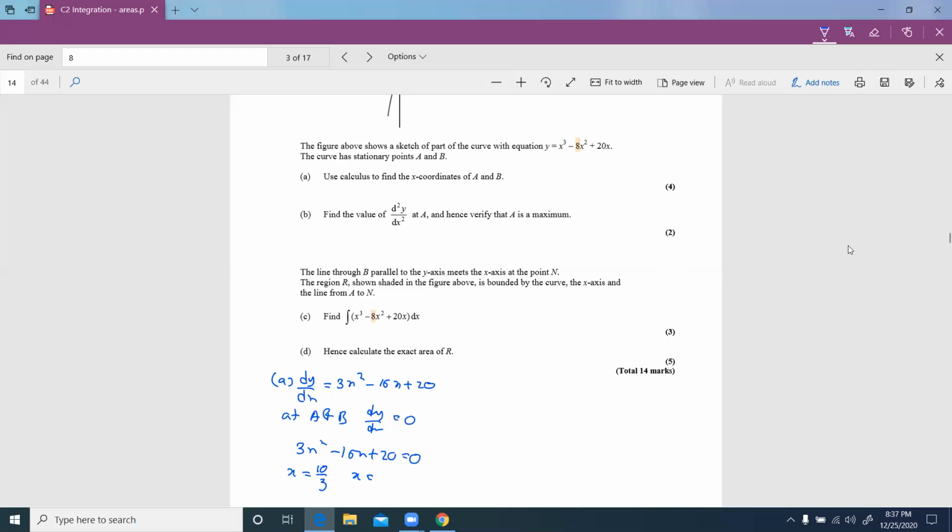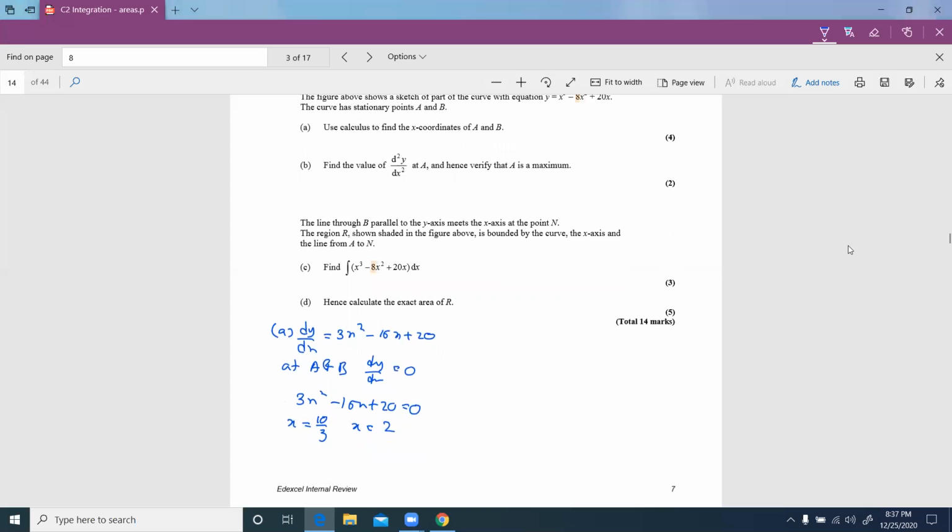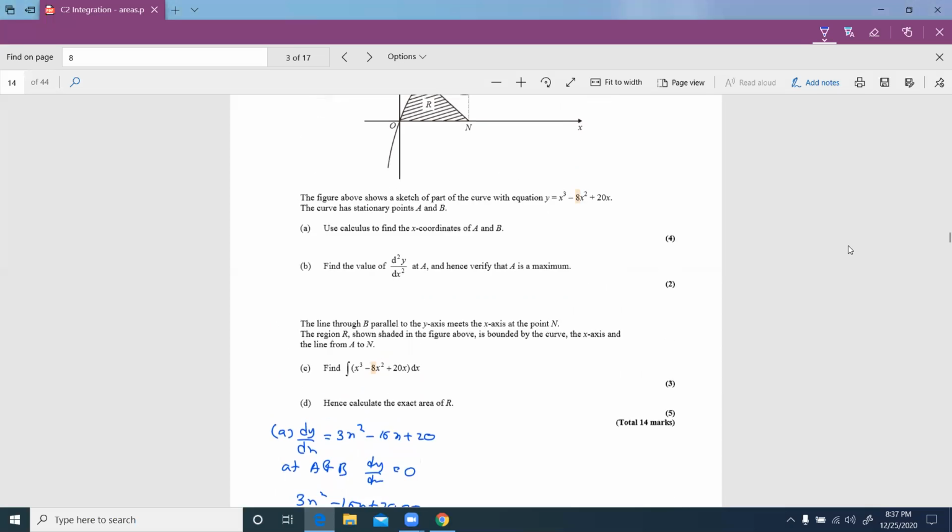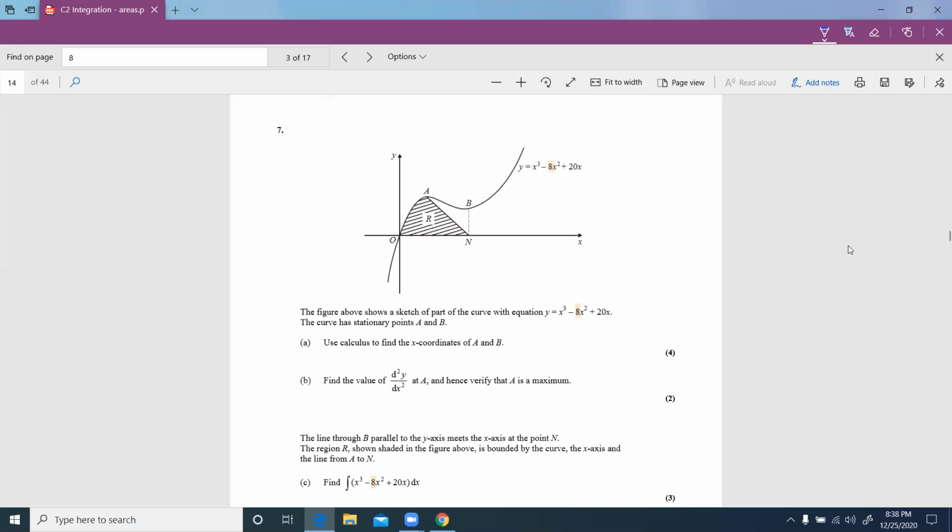The other answer is 2, right? So this is roughly 3.33. Obviously, according to the diagram here, this value should be 2. So I just mark it over here. This is 2 and this is equal to 3.33, or you can write 10/3, because you have to get the exact answer by substituting. That is 10/3.